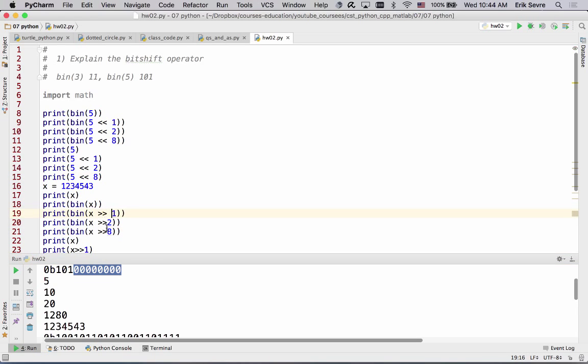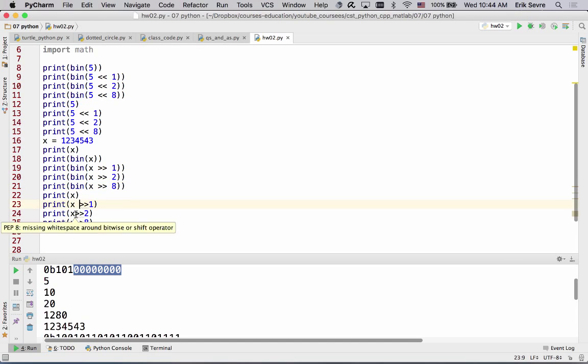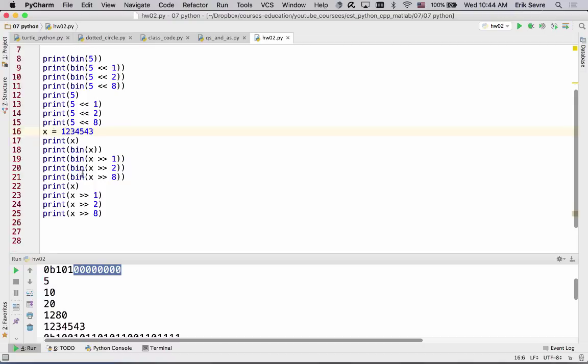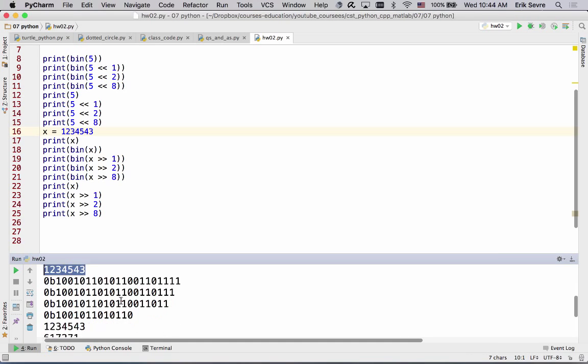When we bit shift to the right, instead of multiplying, we're going to see that what we get is division. So we get division when we bit shift to the right. If we look at the results from the second set of numbers, I've started with this number x, and I chose a very big number, and it's 1,234,543.